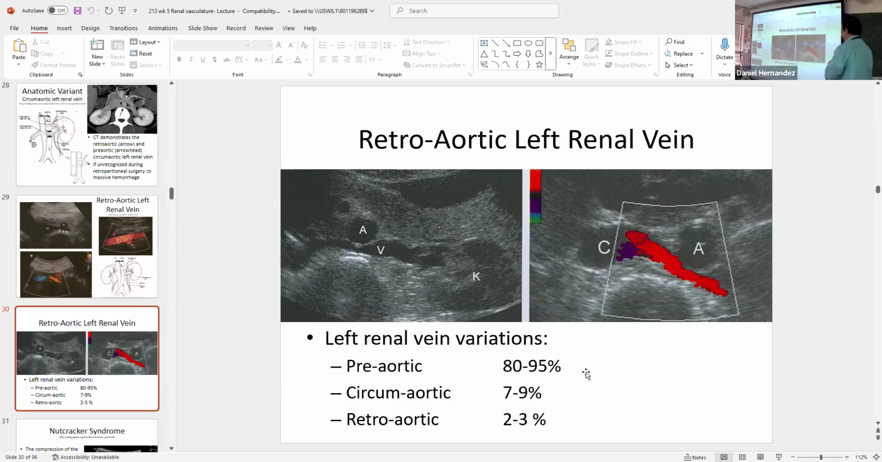I don't know why they said that's a variation, but 80 to 95% of patients have a left renal vein that is pre-aortic, or in front of the aorta. 7 to 9% have a circumaortic left renal vein. And then about 2 to 3% of the population have a retroaortic left renal vein. What is circumaortic? That's the one that goes one in front and one right behind, so it's kind of going around.